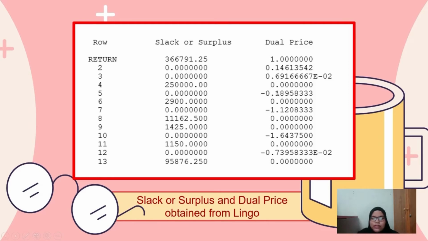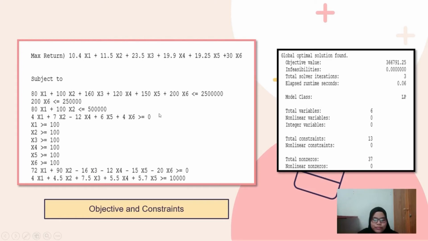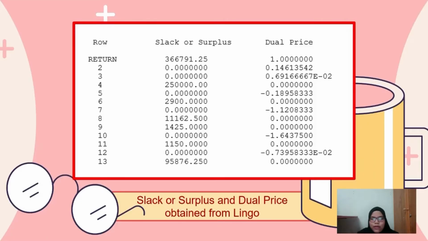And as you can see here, there is a negative dual price. So the dual price of negative 0.1896 here for constraint 4 means increasing one unit on the right-hand side of constraint 4 will cause the objective value to decrease by 0.1869 to a total return of 366791.0604. It's the same with constraint 6, constraint 9 and constraint 11, with just a different value of dual price.